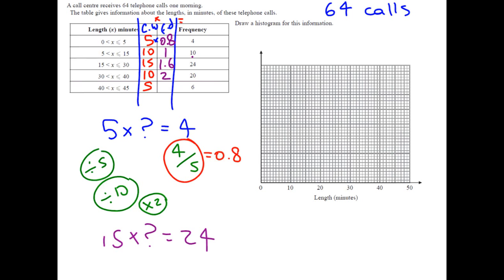Next one is 5 and we have to get to 6, so do 6 divided by 5. You could do the same trick I taught you before and you get 1.2. So now we know how far up we have to go. Our biggest value is here, 1.6 up. So this is our frequency density that we plot. And the frequency comes out as the area, remember?